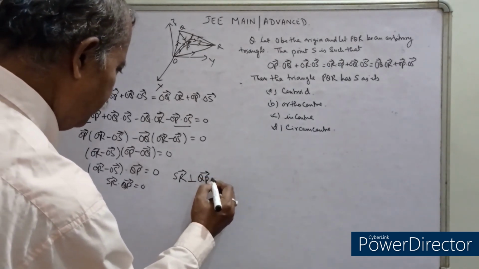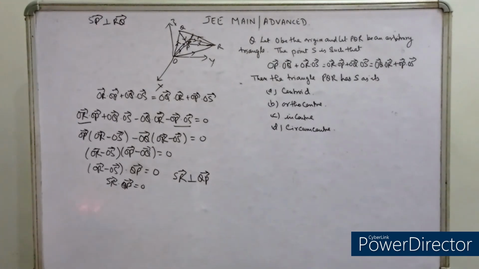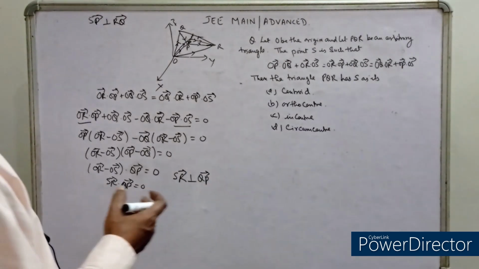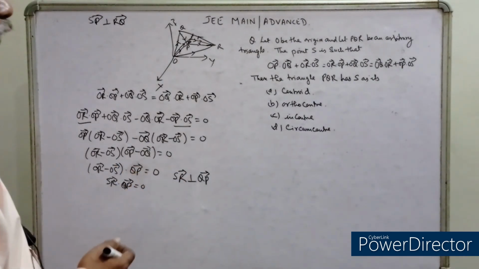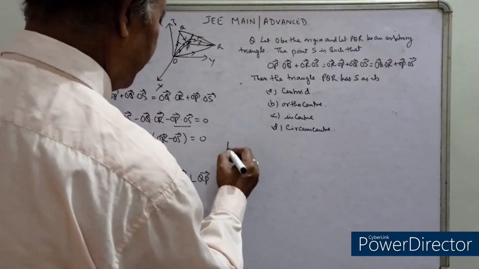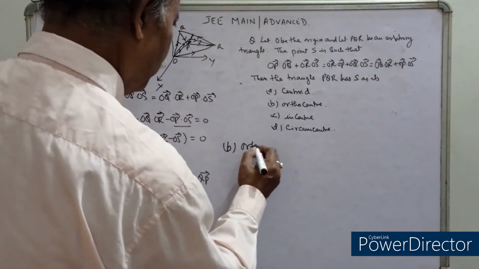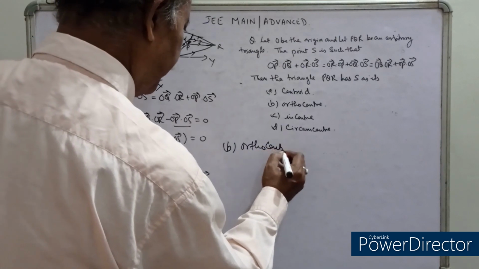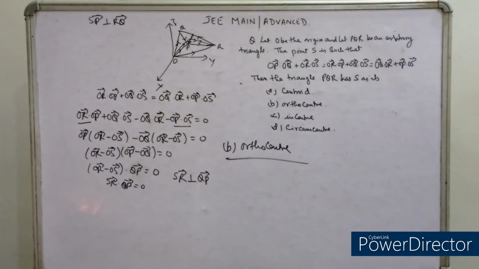So from this, these two perpendiculars are intersecting, so I can conclude that it is the orthocenter. So your point is the orthocenter. This is your answer.